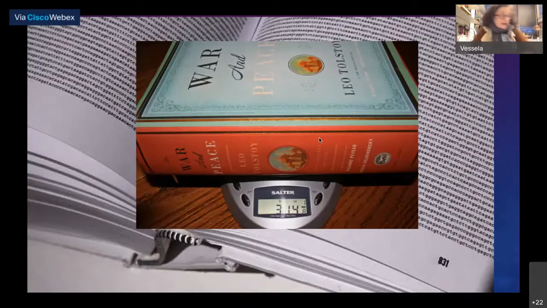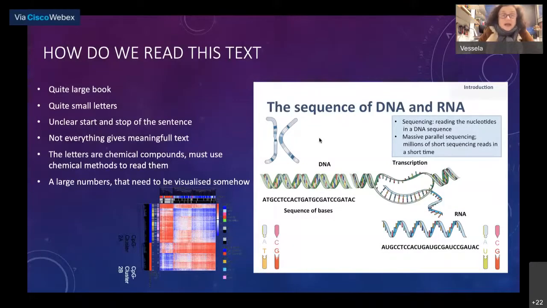That was a book that had close to 1,200 pages and 538 different words. And just as there, we know that there are certain chapters and certain ways to process ourselves through a book like this, which is quite large, and the letters are small, and we don't have a clear start and stop of a sentence, and not everything gives meaningful text. And the letters are chemical compounds, so we need chemical reactions to be able to, in fact, read them.